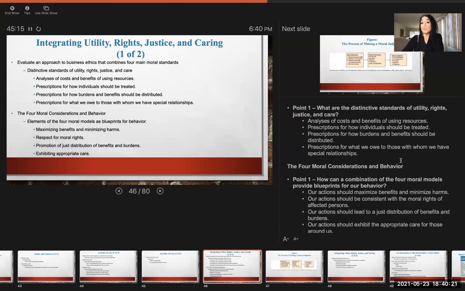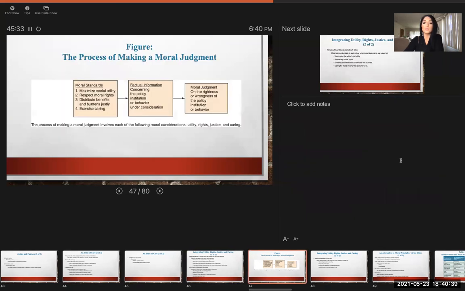So, how can the combination of four moral models provide blueprints for our behavior? Our actions should maximize benefits and minimize harms, and our actions should be consistent with the moral rights of affected persons. Our actions should lead to a just distribution of benefits and burdens, as well as exhibit appropriate care.